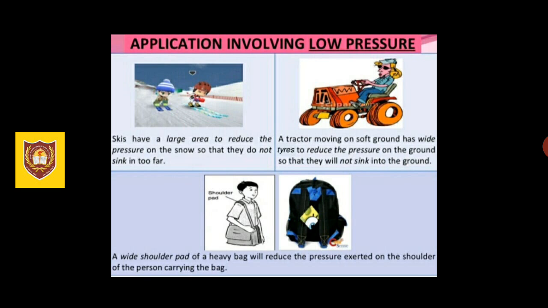A wide shoulder pad on a heavy bag will reduce the pressure exerted on the shoulder of the person carrying the bag. You have seen workers place a round piece of cloth on their heads when they carry heavy loads. This is done to increase the area of contact with the load so that the pressure of the load on their heads is reduced.